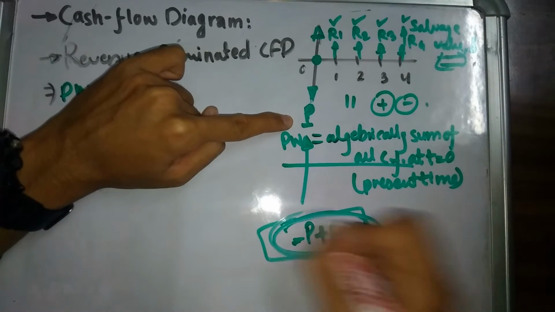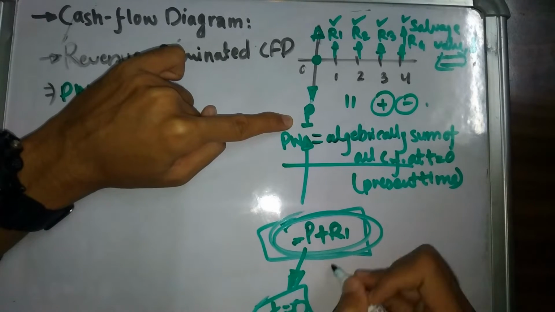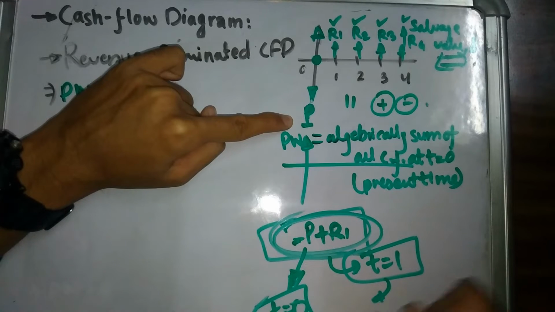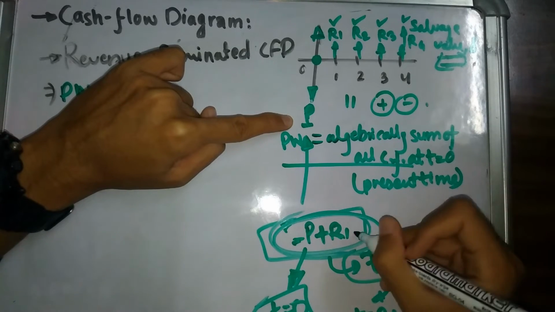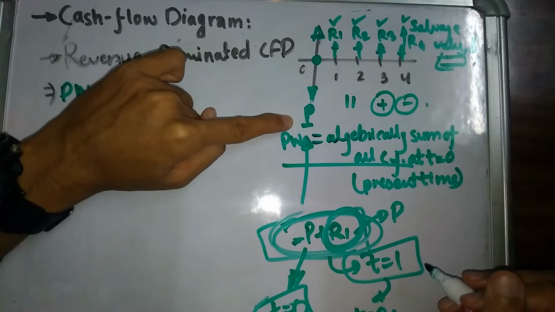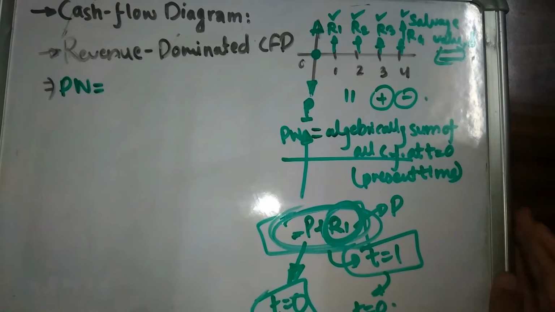But I cannot do this because minus P is at time t equals 0, while my R1 is at the future. So I need to convert this to time t equals 0, which means I need to find the present value of this R1. Present worth is very important while comparing different alternatives in our engineering economics. So hopefully you have understood till over here.